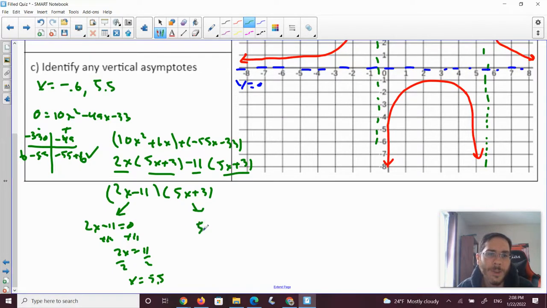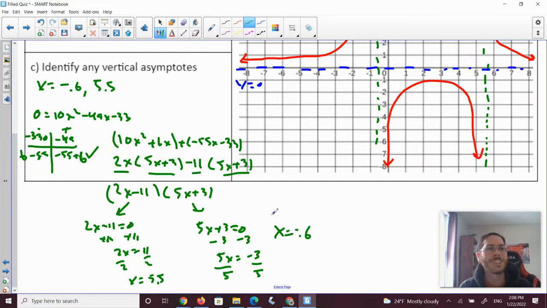And then with this one, 5x plus 3 equals 0. Subtract 3 from both sides. 5x equals negative 3. Divide both sides by 5. Negative 3/5 is negative 0.6. There, see, it's so nice when it all works out. These are always so good. All right, so anyway, that's how to do that one.